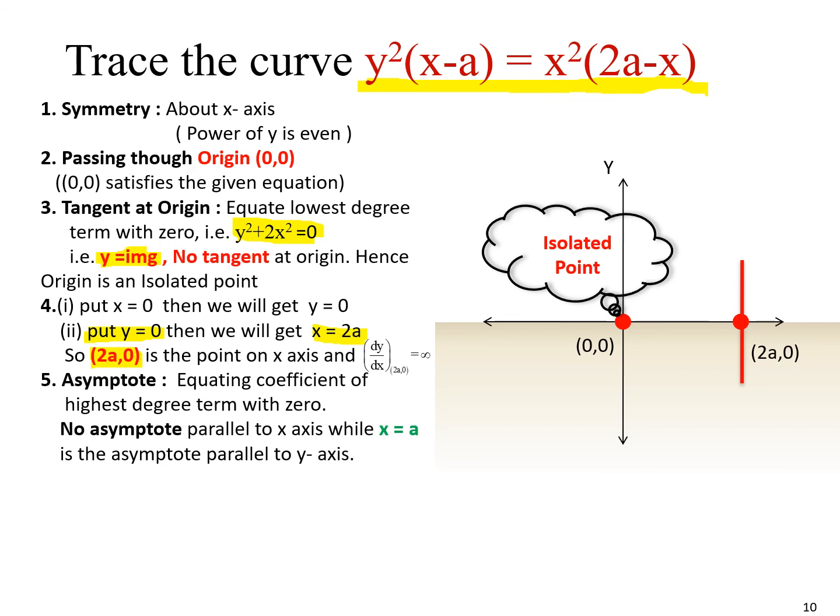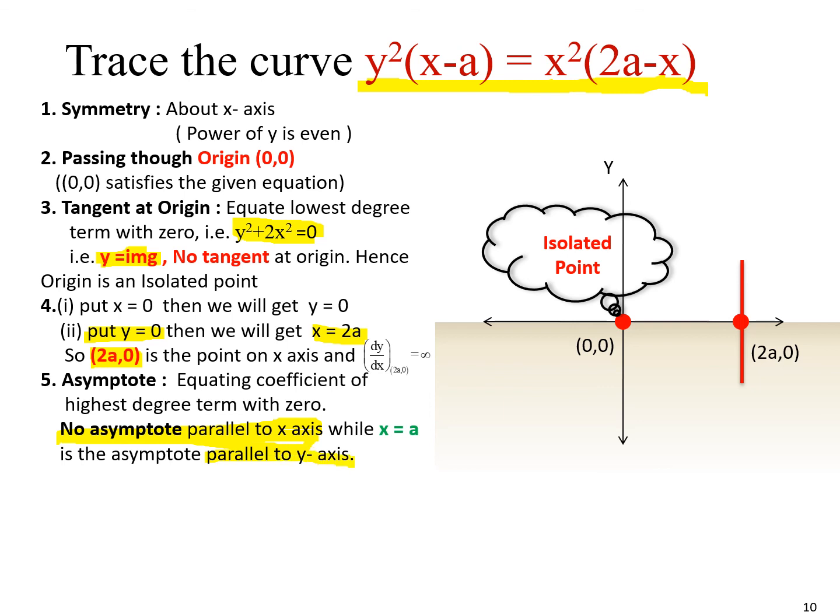Okay, so we have to find both types of asymptote, parallel to the x-axis and parallel to the y-axis. So for the asymptote parallel to the x-axis, we have to find the highest degree of x, which is x cube, when we multiply that x square with minus x, and its coefficient will be minus 1, which can't be 0. So there is no asymptote parallel to the x-axis.